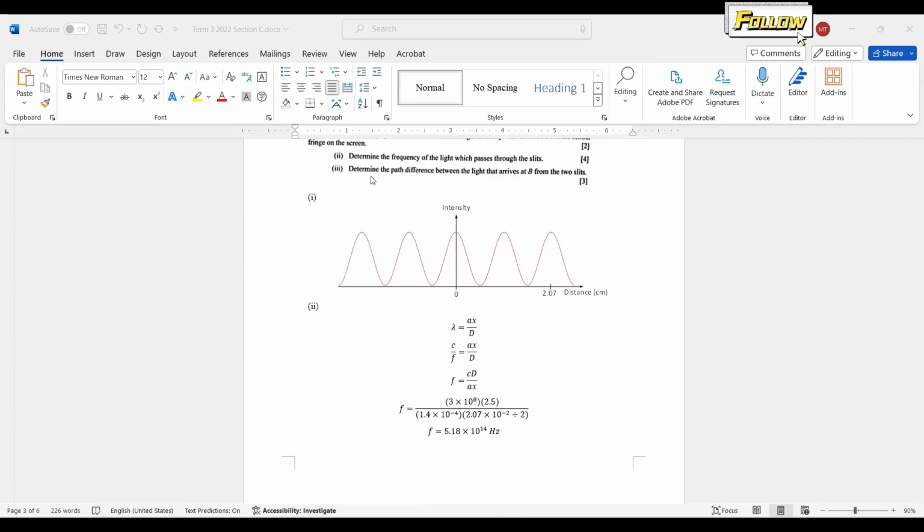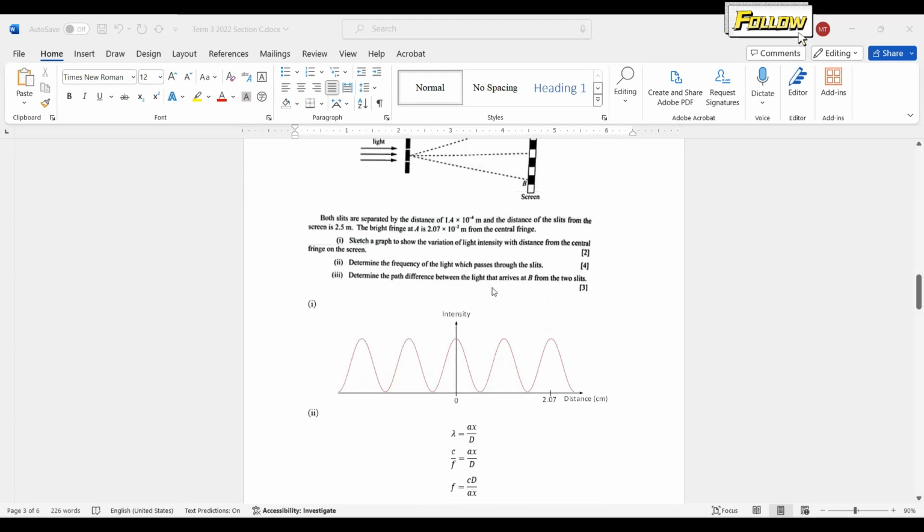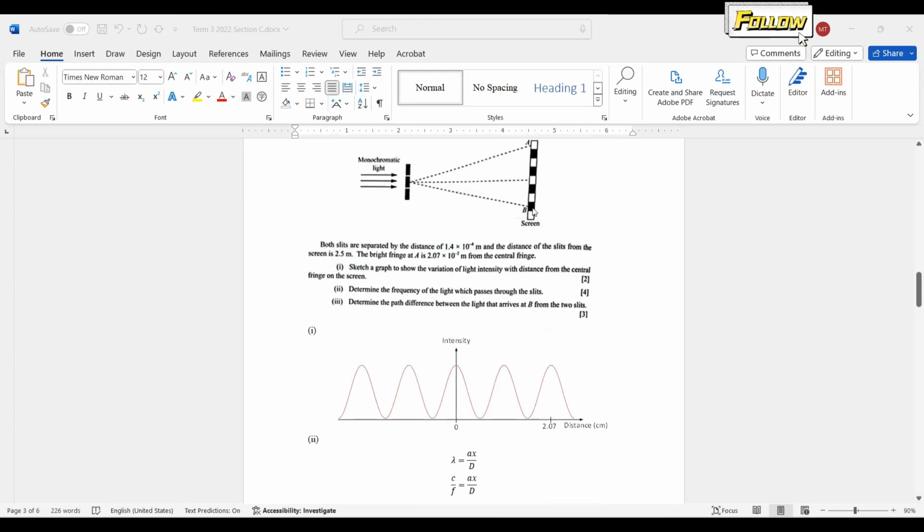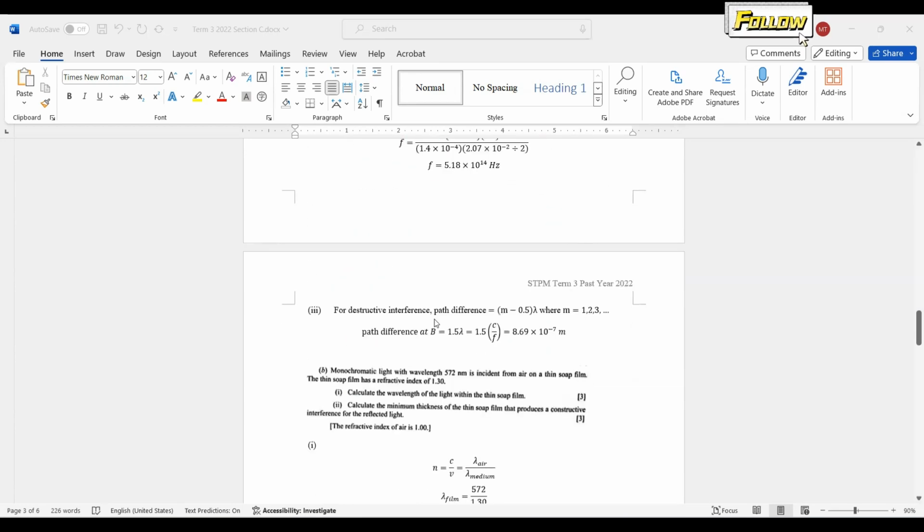So question number 3, determine the path difference between the light arriving at B from the two slits. This is the second order of minimum fringe. From what we learned about destructive interference, this is a dark fringe, so it's destructive interference. The path difference should be (m minus 0.5) multiplied by lambda, where m equals 1, 2, 3. For B, it is second order, where m equals 2. So the path difference is 1.5 lambda.